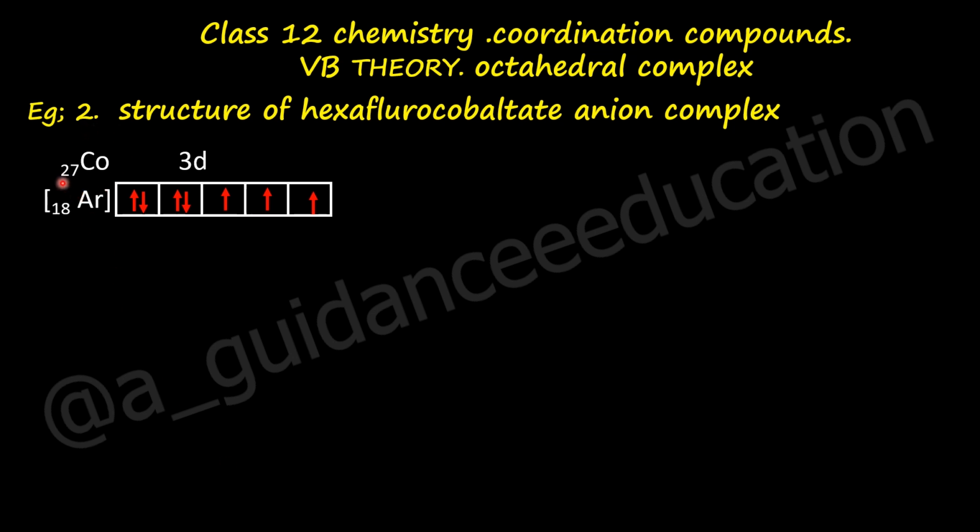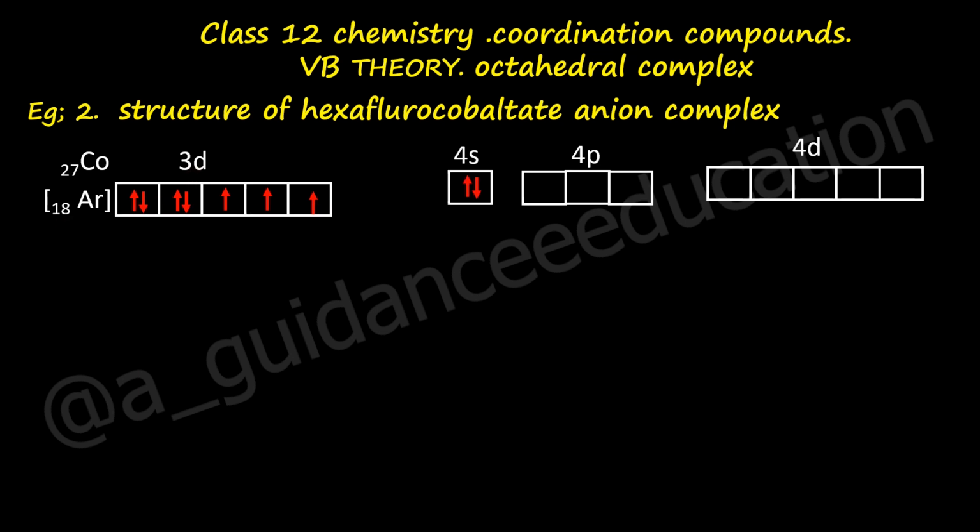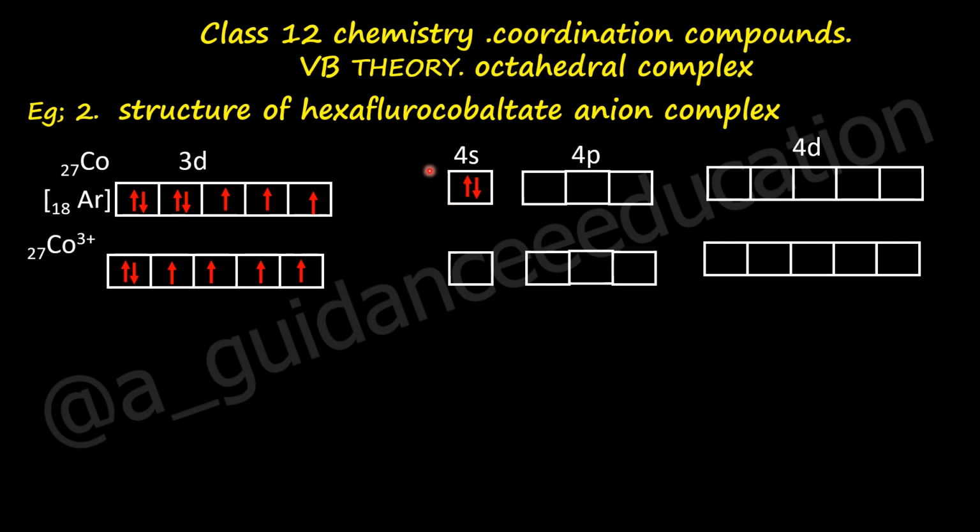The atomic number of cobalt is 27. Argon 18, 3d7, 4s2. This is the orbital picture of cobalt atom. In this complex, cobalt has a charge of 3 plus. So we have to show the orbital picture of cobalt 3 plus ion. Cobalt has become a 3 plus ion means it has lost 3 electrons: 2 of the 4s electrons and 1 electron from 3d.